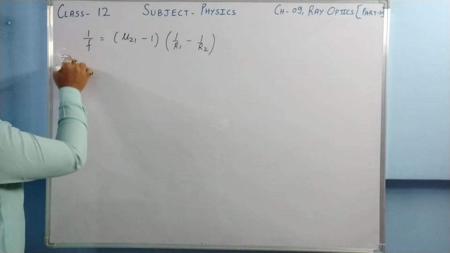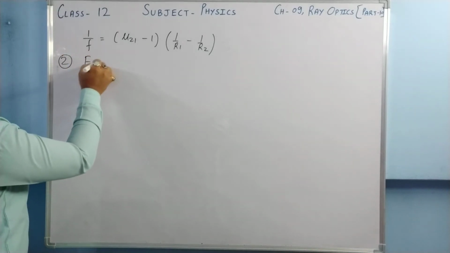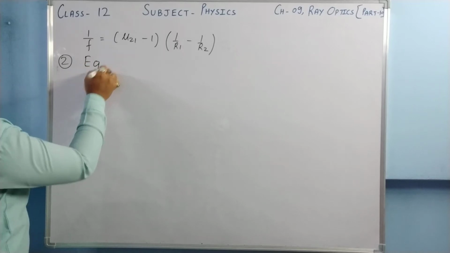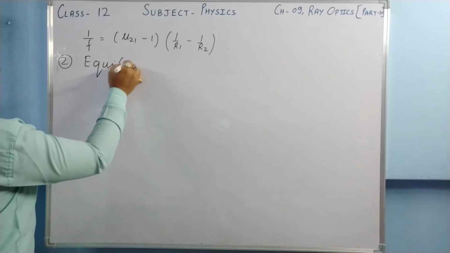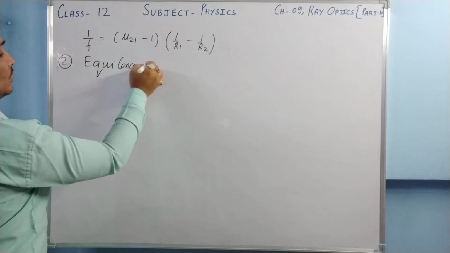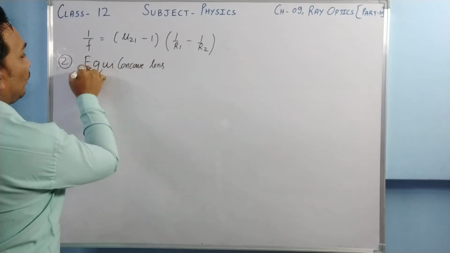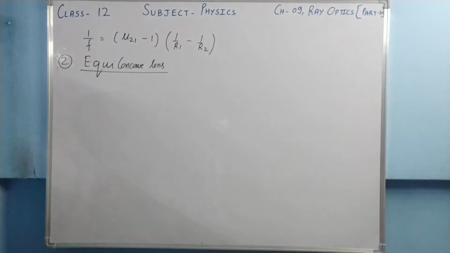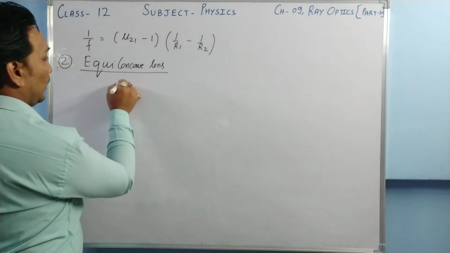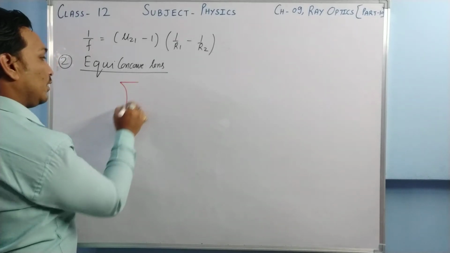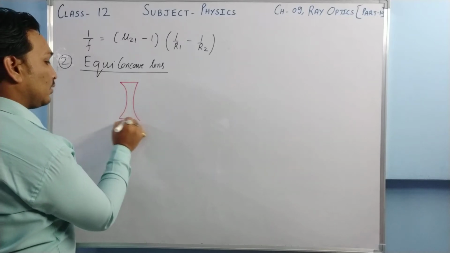The second case is, we have to apply the lens maker's formula to an equiconcave lens. Equiconcave means again both the radii of curvature are equal. An equiconcave lens will be something like this.